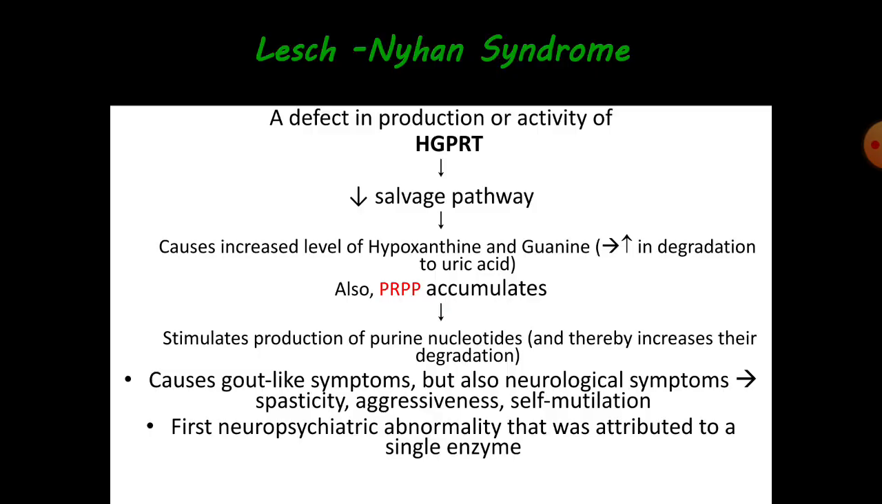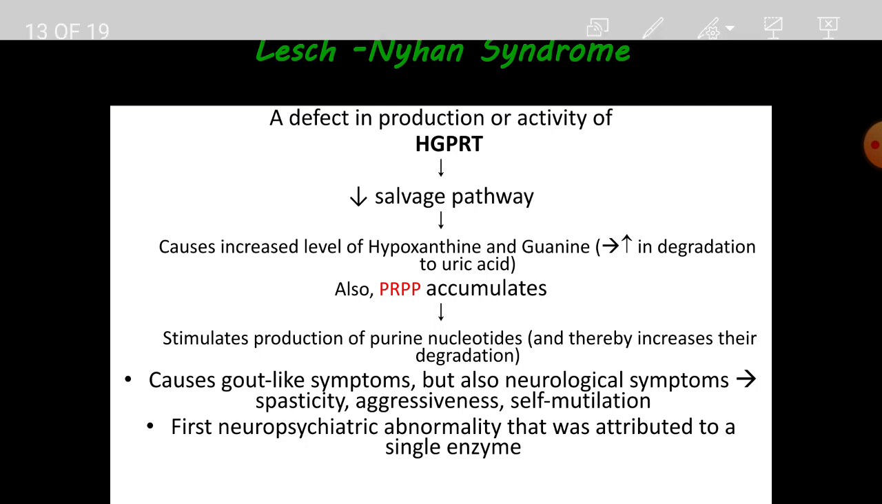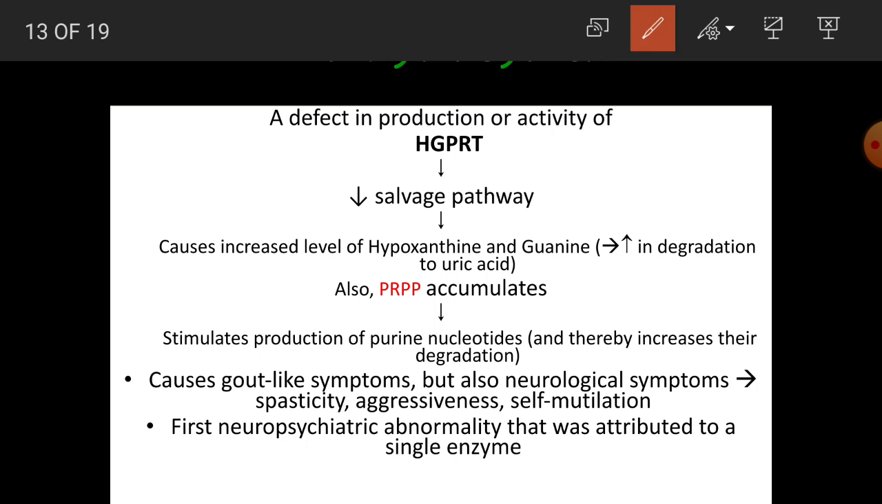Then another clinical disease is Lesch-Nyhan syndrome. There is a defect in the production or activity of HGPRT. If you remember the salvage pathway, it is reduced or not functioning, which increases the level of hypoxanthine and guanine. That leads to more degradation to uric acid. That is one cause. Also, PRPP accumulates, which increases production of purine nucleotides and then increases their degradation.